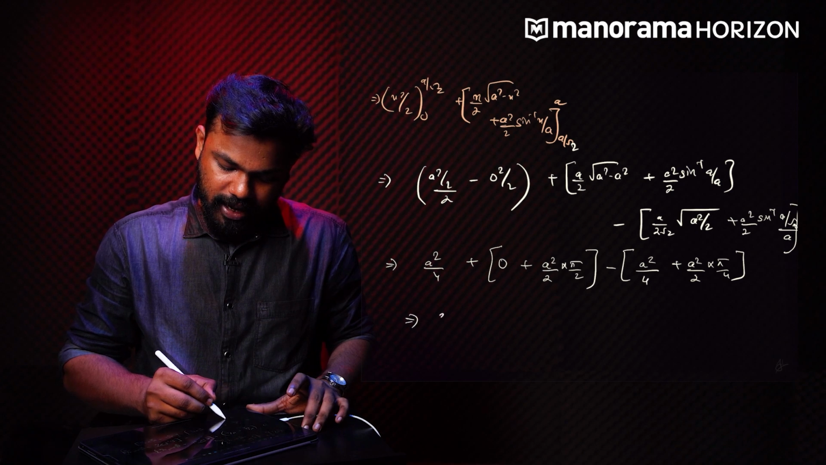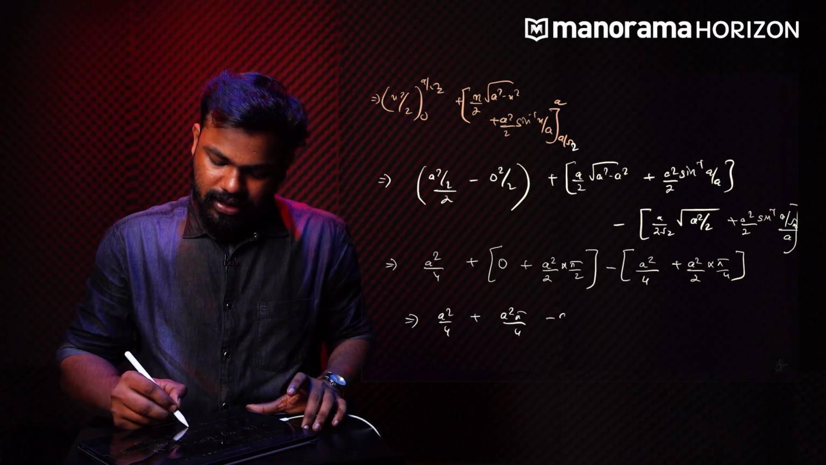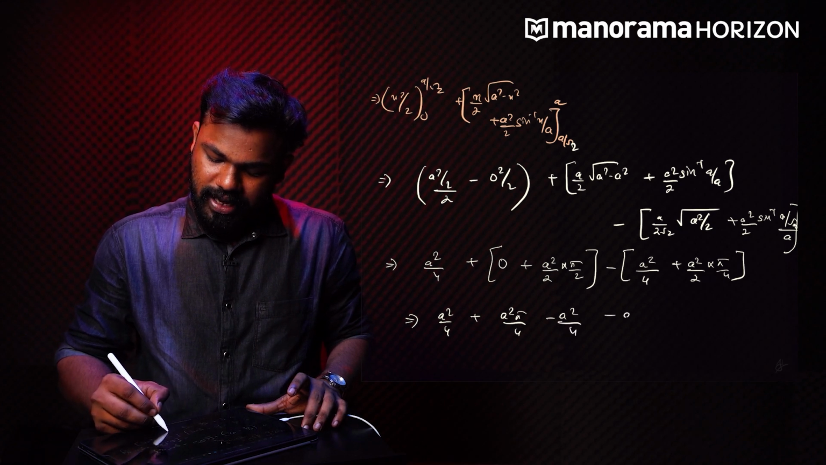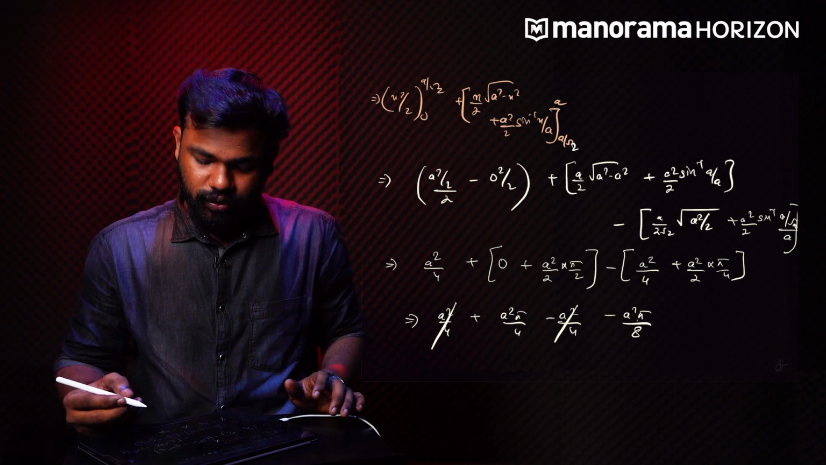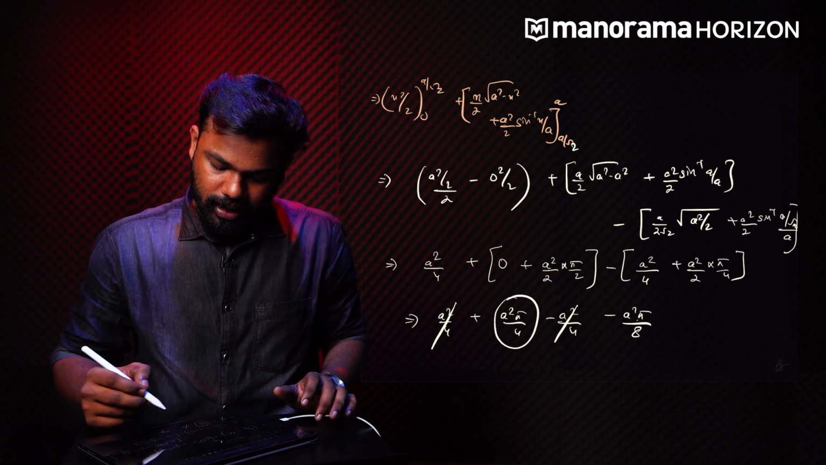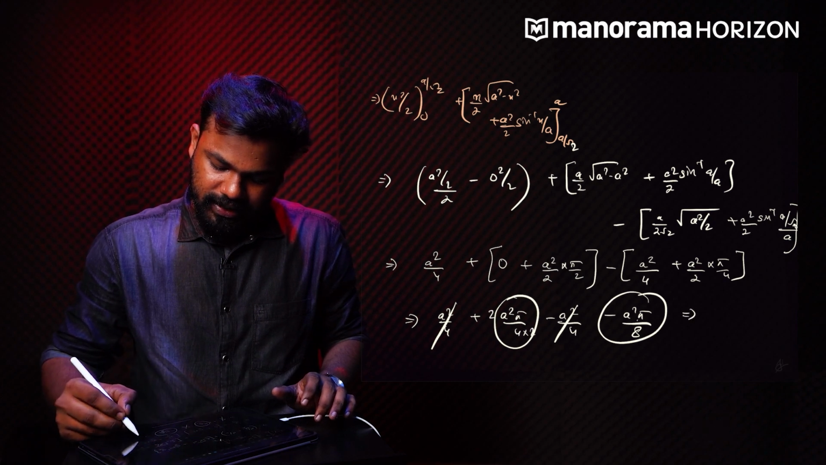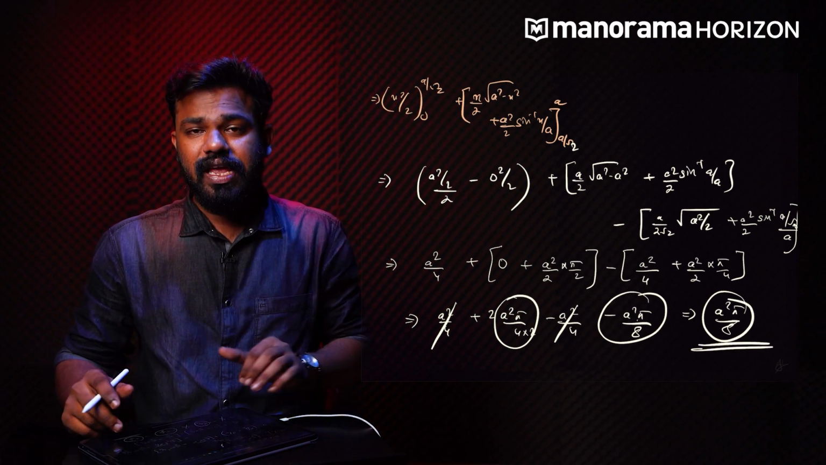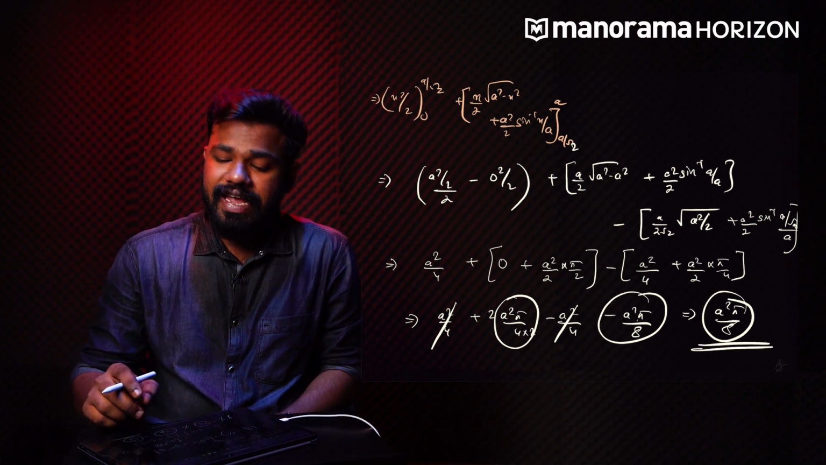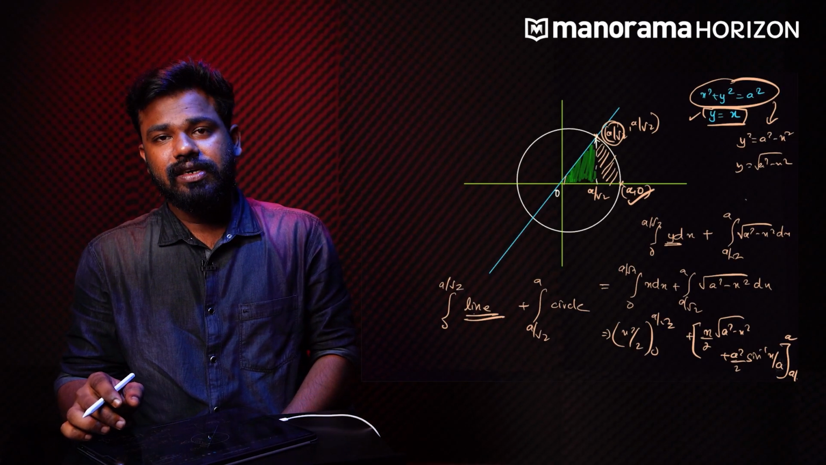So when I open the bracket, I will be getting a square by 4 plus a square pi by 4 minus a square by 4 minus a square pi by 8. So this a square by 4 gets cancelled, and a square pi by 4 minus a square pi by 8, if I just multiply, I will be getting it as a square pi by 8 itself. So this a square pi by 8 will give us the area between what? The line and the circle, that is enclosed between the line and the circle here.